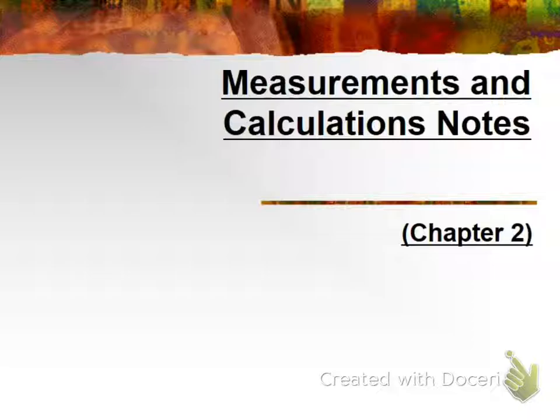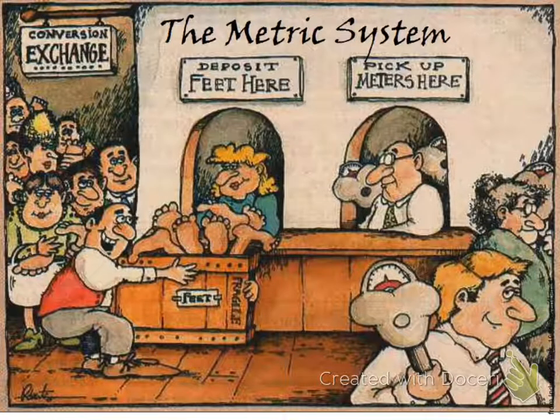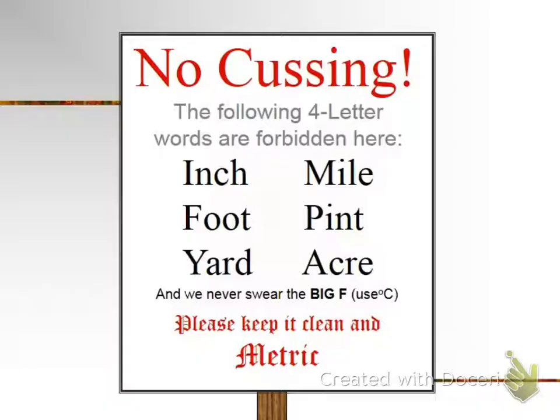So it is important. First of all, we're going to be using the metric system in here, okay? We will not be using the English system. That's just a cute little cartoon that I've been using for a long time. So first of all, in this class, there's no cussing. You may not use any of these 4-letter words. Okay? Inch, mile, yard, feet, acre, whatever. And never, ever, ever, ever use the F word. Not allowed. Fahrenheit. Okay? Keep it clean. We're going to be using the metric system. We will be using either Celsius or Kelvin. Okay? So we do not use the F word in here.